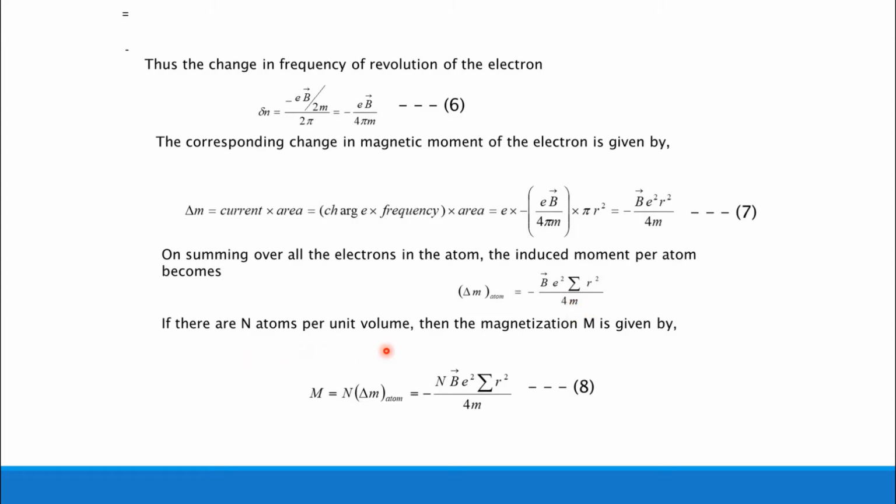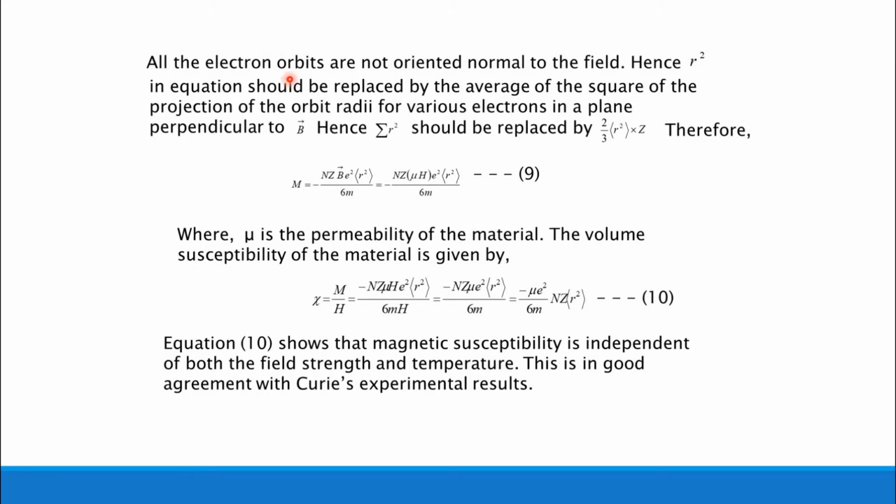If there are n atoms per unit volume, then the magnetization M is given by M equal to n times this delta M of atom. So M equal to minus n B e square sigma r square divided by 4m, equation number 8. All the electron orbits are not oriented normal to the field. Hence, r square in the equation should be replaced by the average of the square of the projection of the orbit radii for various electrons in a plane perpendicular to B. Hence, sigma r square should be replaced by 2 by 3 of r square into Z. Therefore, equation 8 becomes this.